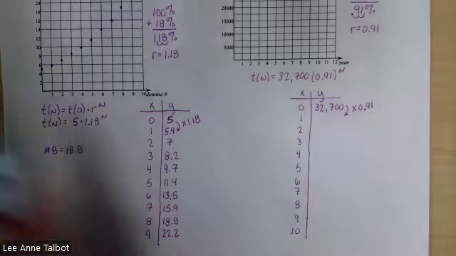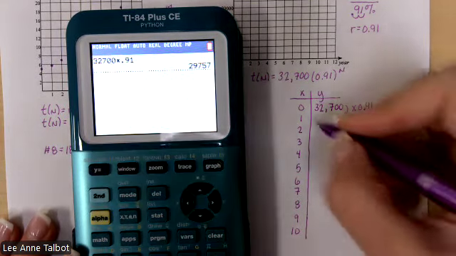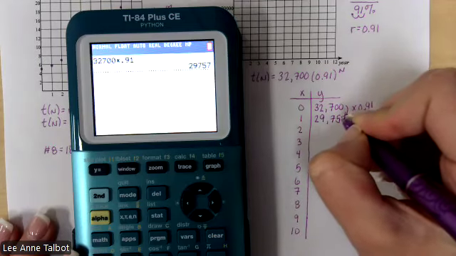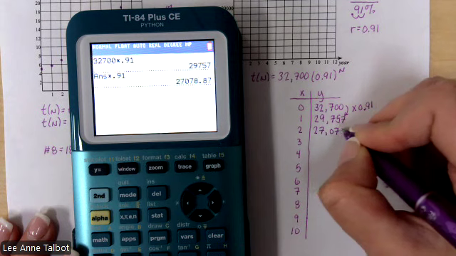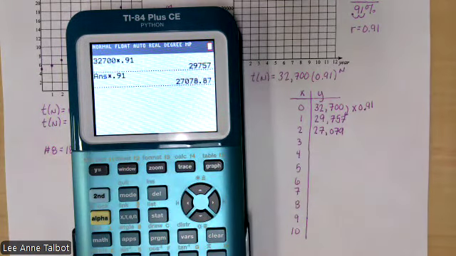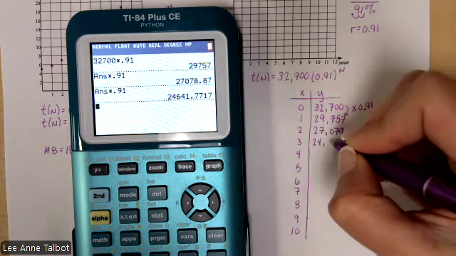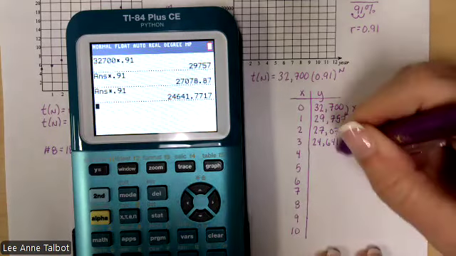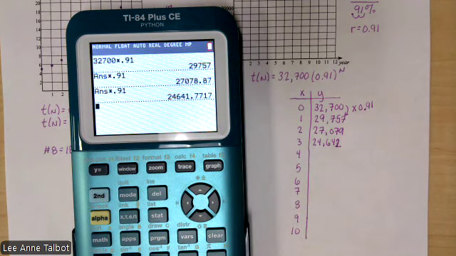So let me show you what I mean. On this one, I'm just going to make this 27,079. Anyway, keep going till you get to 10.